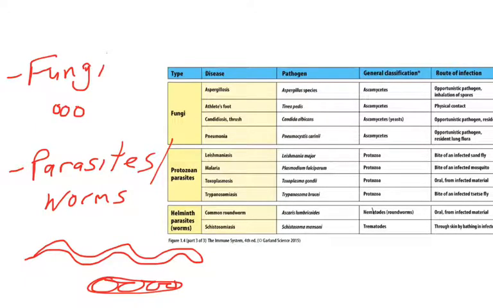And then the fourth class of pathogens is known as parasites or worms. These are large, either unicellular or multicellular organisms that can infect our bodies, grow and divide, and cause disease. So things like the Plasmodium that causes malaria, or different types of worms that can colonize our bodies. We'll talk about these as well in the course.